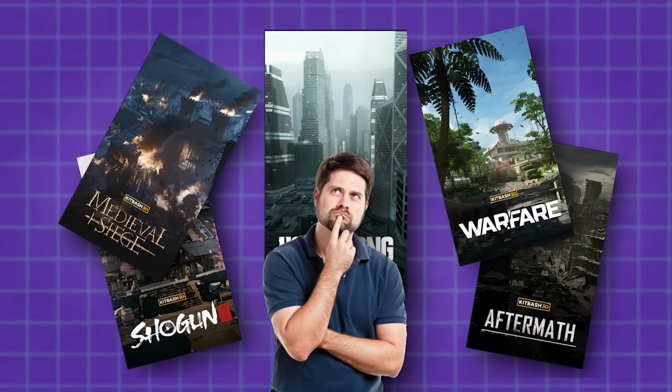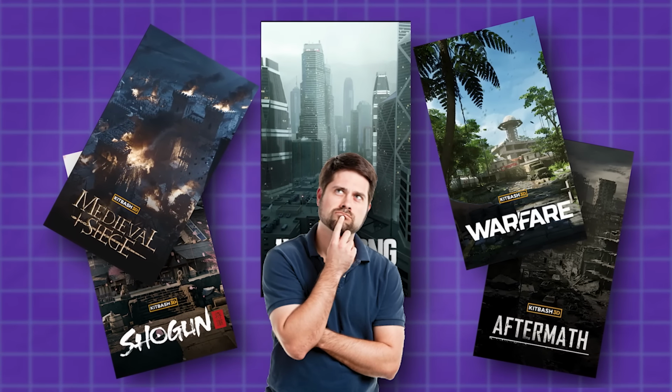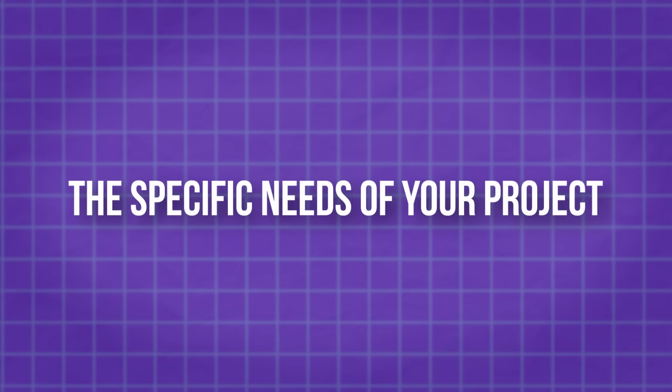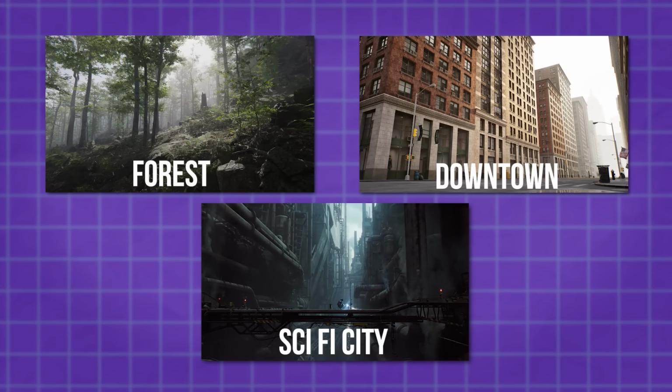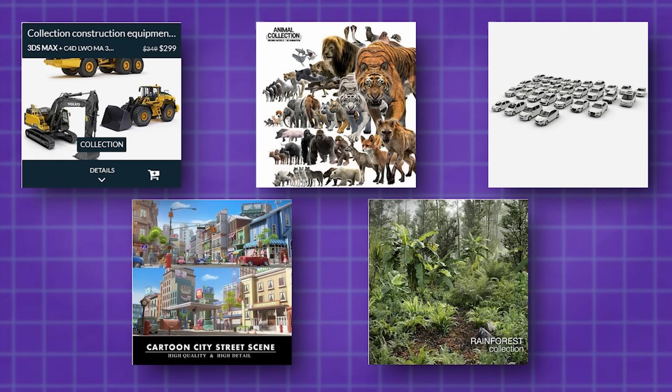When it comes to choosing your kitbash parts, it's important to first know the specific needs of your project. Think about the type of objects, scene or environment that you want to create, and choose a kit that contains the assets you need.